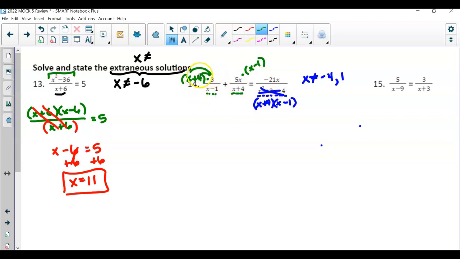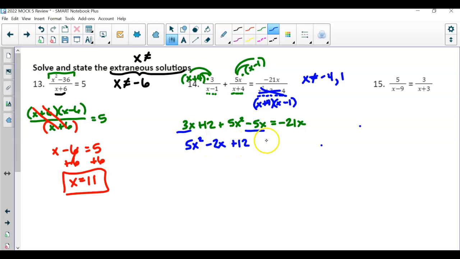So distribute the 3. Now I have 3x plus 12. Then plus, we're adding, so distribute the 5x. Now I have 5x squared minus 5x, which is equal to negative 21x. Now I'm going to go through and solve. But I notice here I have like terms to combine, so let's go ahead and condense. I'm going to also write in standard form. So 5x squared but now minus 2x plus 12 is equal to negative 21x.